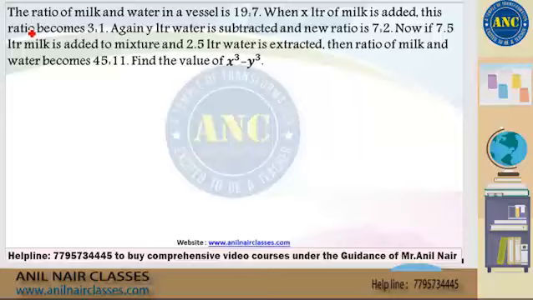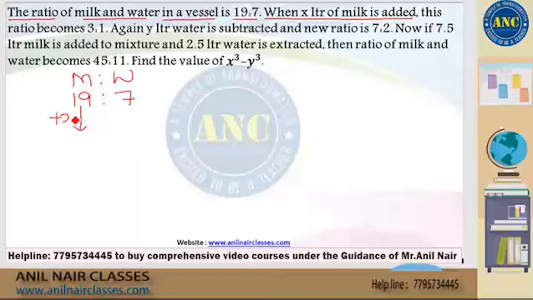Please see this question. Very, very beautiful question. The ratio of milk and water in a vessel is 19:7. This is the first statement. When x liters of milk is added, this ratio becomes 3:1. Again, y liters of water is subtracted, so the new ratio now becomes 7:2. Now read the next statement.